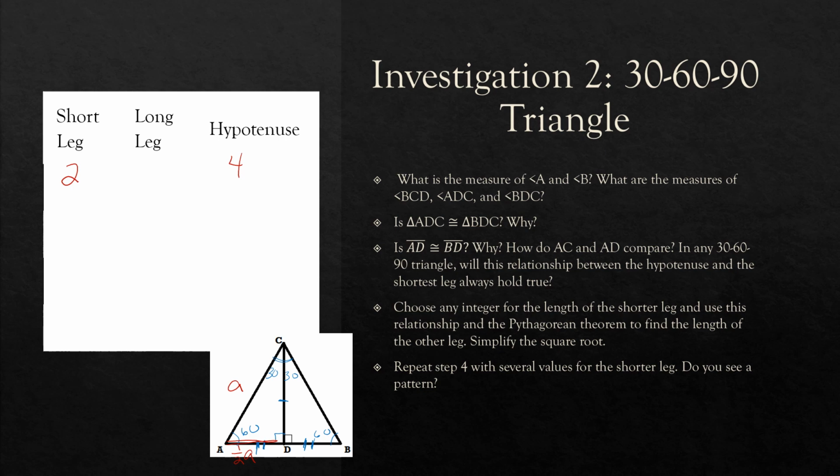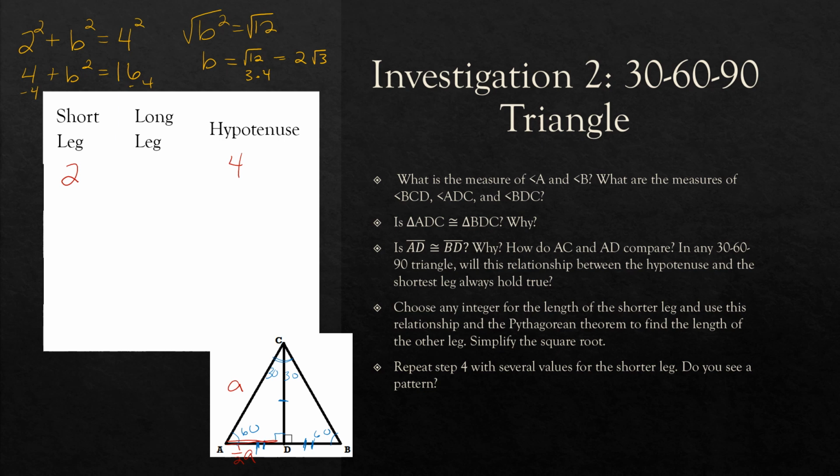Now we can calculate what the longer leg is. So the shorter leg is our A. Our longer leg, we don't know yet, would be B squared, and our hypotenuse is 4 squared. 2 squared is 4, and 4 squared is 16. We're going to subtract 4 on both sides, and we'll have that B squared is equal to 12. We'll take the square root of both sides, and we have that B is equal to the square root of 12. 12 is 3 times 4. 4 can come out of the square root as 2, so B is 2 square roots of 3.